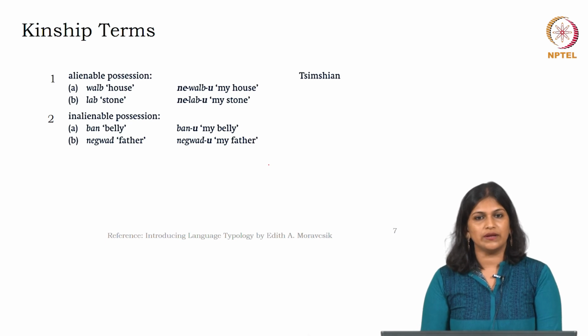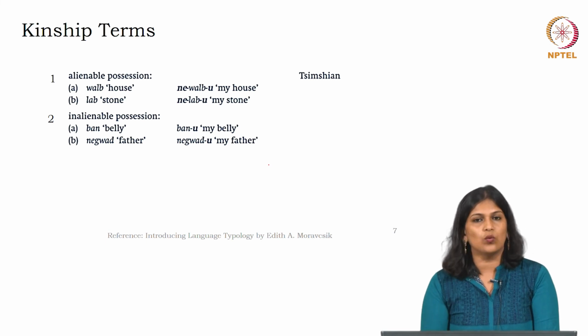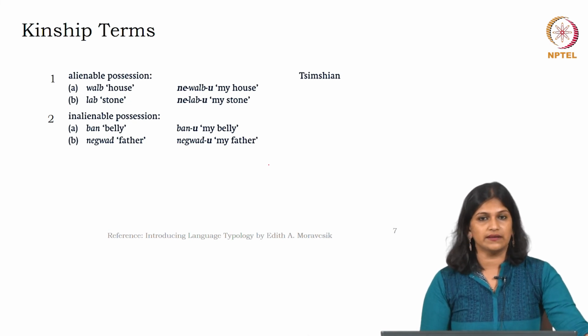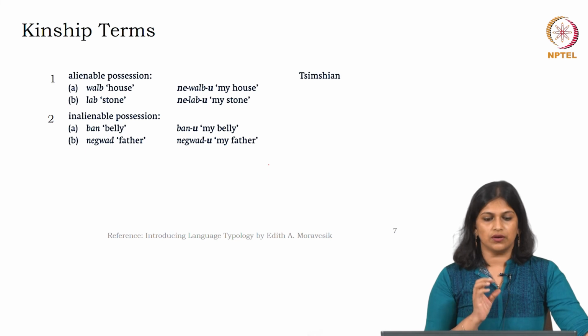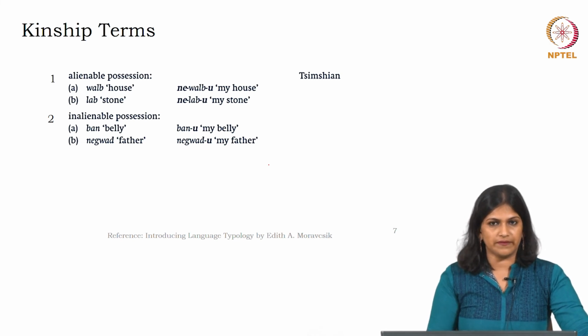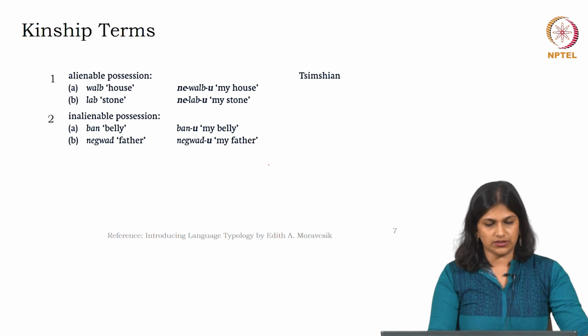But in the same language, when you are talking about inalienable possessions, let us say belly. Ban is belly, but when you say my belly, you do not say ne-ban-u, rather you say ban-u. You are deleting the prefix. Let us say neg word is father. When you say my father, you would say neg word-u. You are not going to say ne-neg word-u by following the alienable style of writing. So, this language type follows a certain pattern to talk about kinship terms. When they are related to alienable possession, they involve a prefix and a suffix. But inalienable possessions do not involve any prefix, rather they have a suffix.